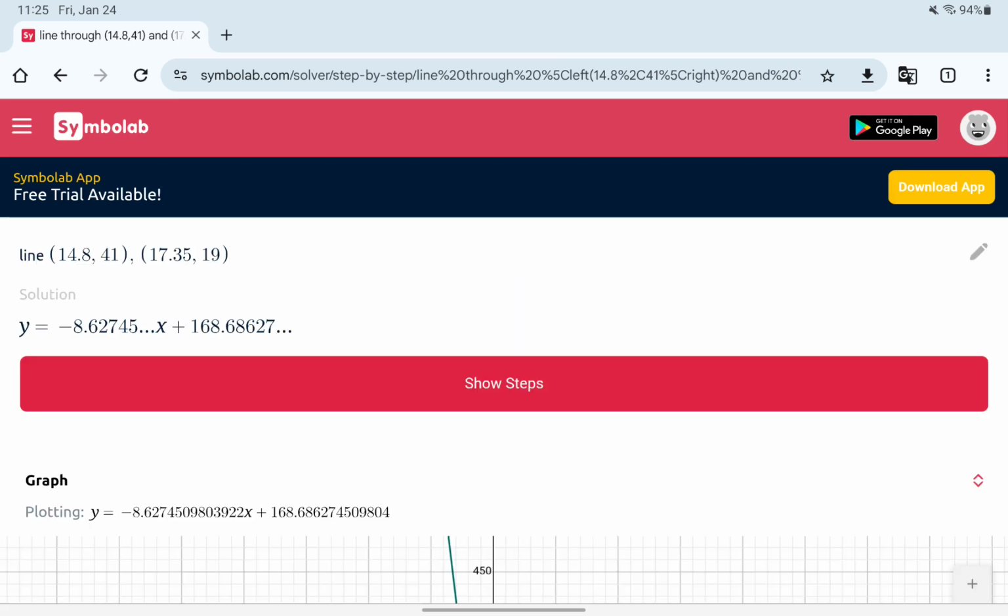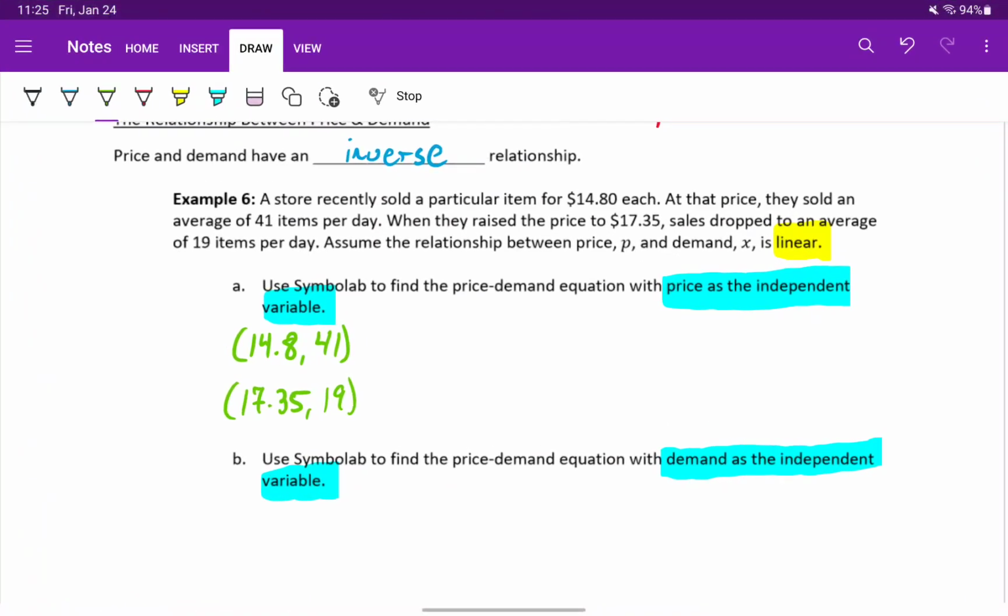And we get our result, which will round each of those values to 4 decimal places to give us the equation x is equal to negative 8.6275 times p plus 168.6863.